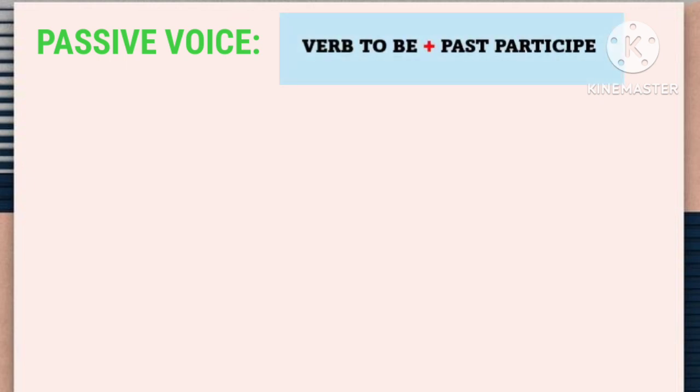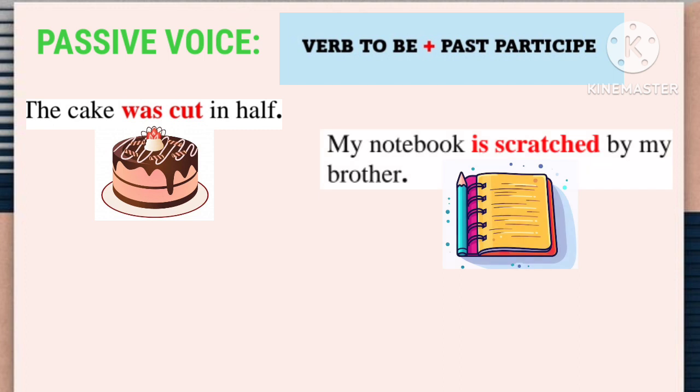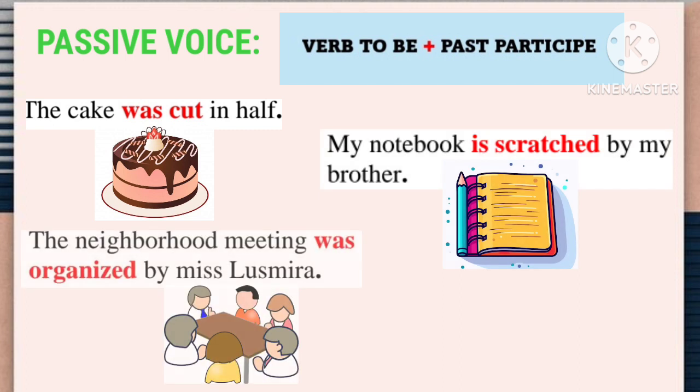Passive voice. The proper way is the verb to be plus past participle. Example: The cake was cut in half. My notebook is scratched by my brother. The neighbor meeting was organized by Miss Luzmira.